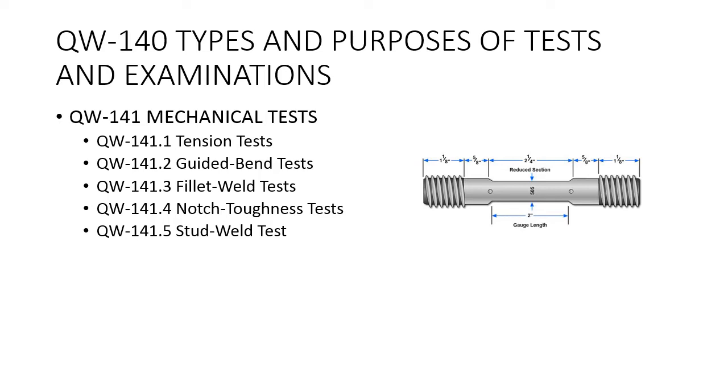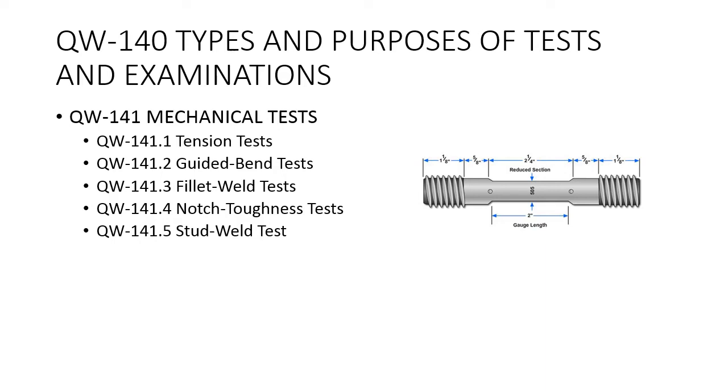Tension tests and guided bend tests. The first two here are the backbone of welding procedure qualification, because for almost all weld procedures you're going to have to do 4 side bends or root bends, or a number of guided bend tests, and you're also going to have to do 2, 3, 4 tension tests, depending on what you've got going on. Various codes are going to call out what's needed for what.